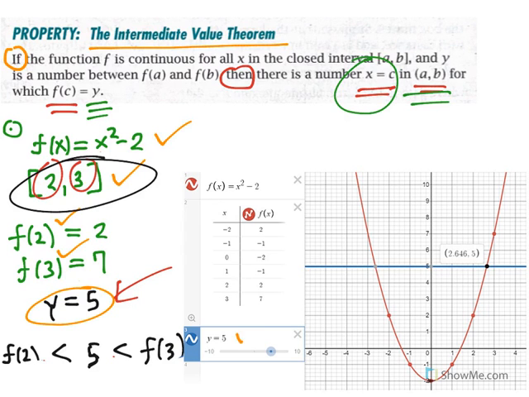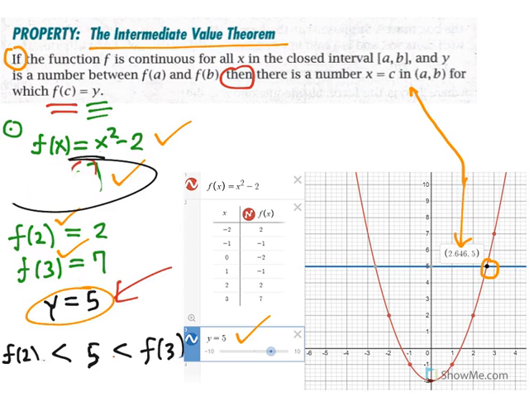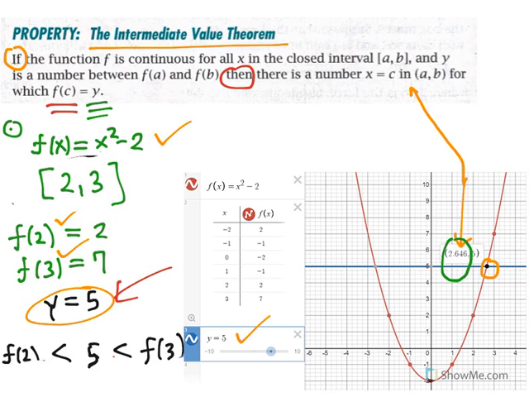And you can see that I've done that here. I've graphed the horizontal line y is equal to 5, and I used Desmos to find the coordinates of the point of intersection between the horizontal line y is equal to 5 and the graph of f. And that point of intersection has an x coordinate of 2.646, and you will see that this x coordinate of 2.646 is between 2 and 3. It is between A and B, between 2 and 3. 2.646 is between 2 and 3, and that's what the theorem is telling us. There is an input value between A and B for which the output must be 5. And that's exactly what we found using Desmos.